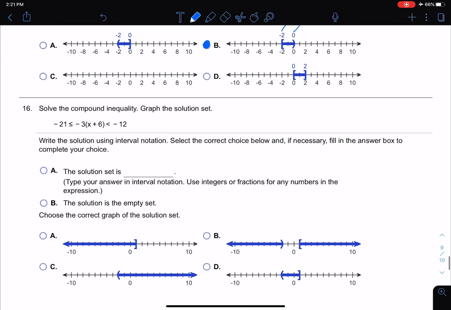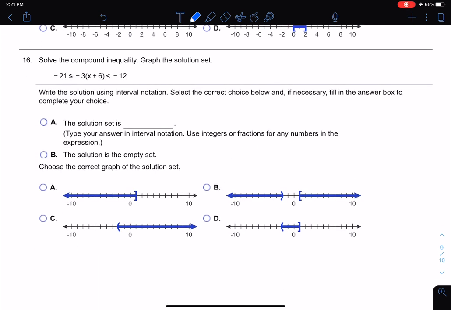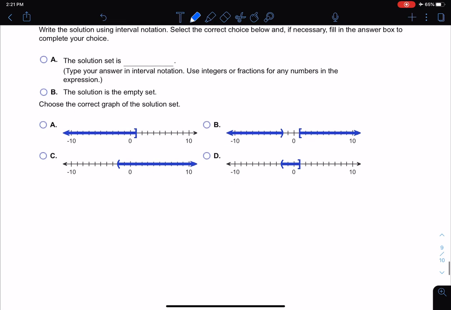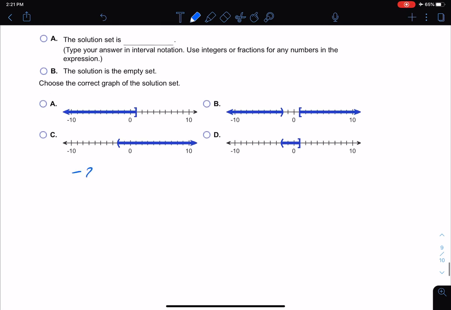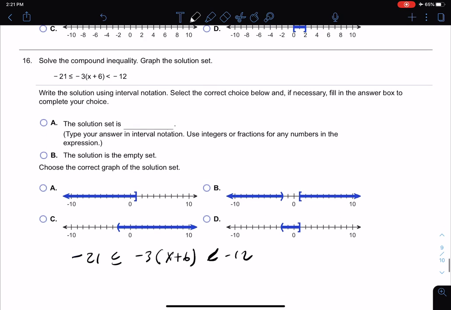And we're down to our last question. Thank God. Okay, anyhow, we got some space, so let me rewrite this down here. This says negative 21 is less than or equal to negative 3 times the quantity x plus 6, which is less than negative 12. Okay, so make sure I wrote that down properly.